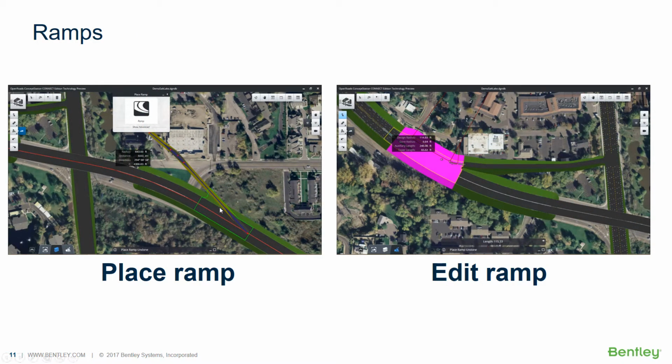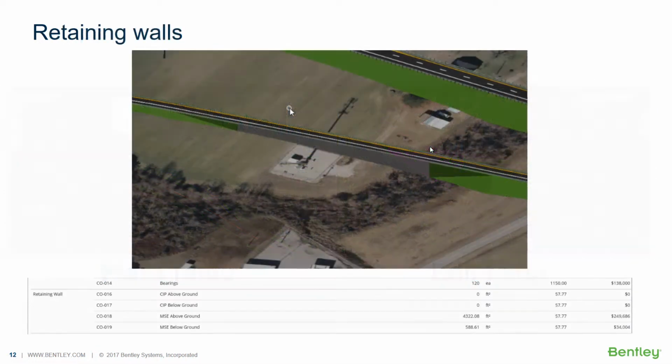And you can also place a ramp. A ramp is just a special kind of alignment that allows you to connect up to an elevated section of a road, and you can also edit that ramp by modifying the various values that are associated with the geometry.